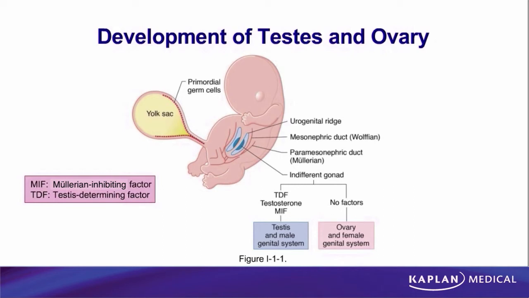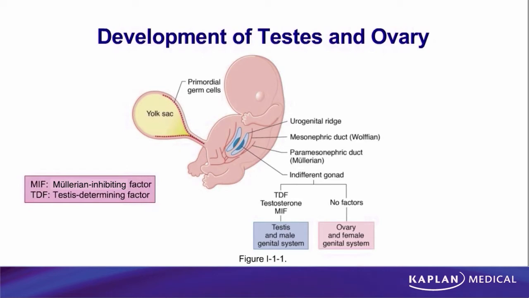Another way of saying that is that the embryo is predestined or pre-programmed to become female and will become female unless something is done to force it to become male. And what forces it to become male has something to do with the Y chromosome. So if there is a Y chromosome, it will become male. But if there isn't a Y chromosome, then it will become female as it was pre-programmed to do.